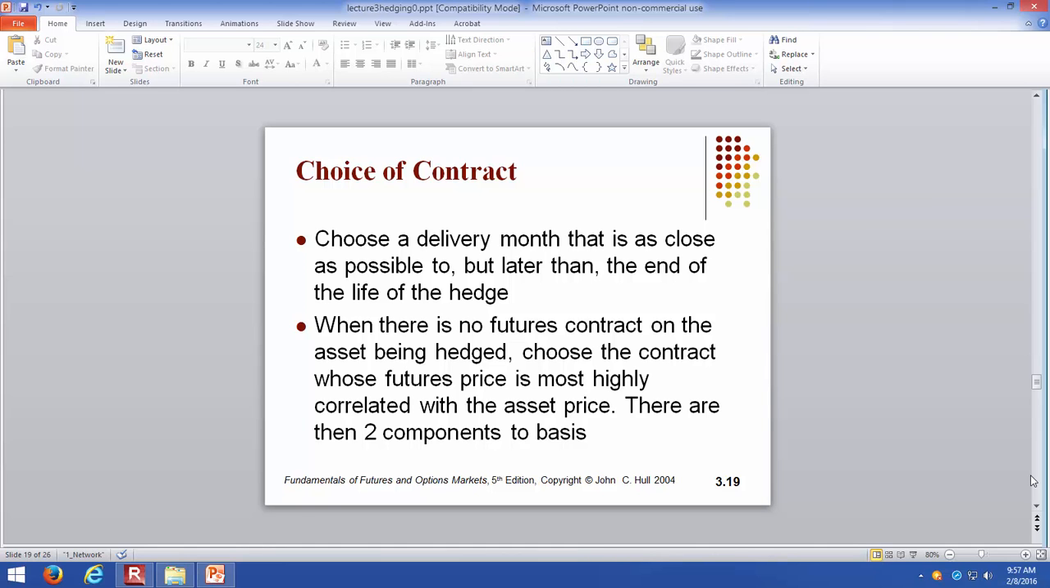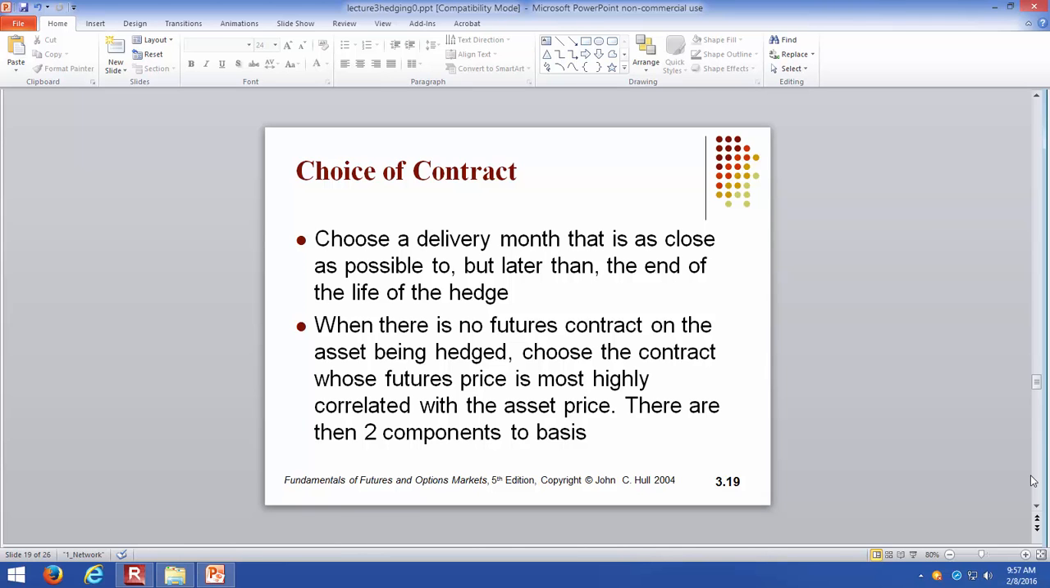You typically want to use a contract that expires at least 1 month later, or maybe 15 days later, than the expected delivery date. That way you have some flexibility, because in real life it never works out as planned, and that is the main reason why you want to give yourself some flexibility. The second reason why we have basis risk is that when there is no futures contract on the asset being hedged, you choose the futures contract that is most highly correlated with the asset price. These are the two components of basis.